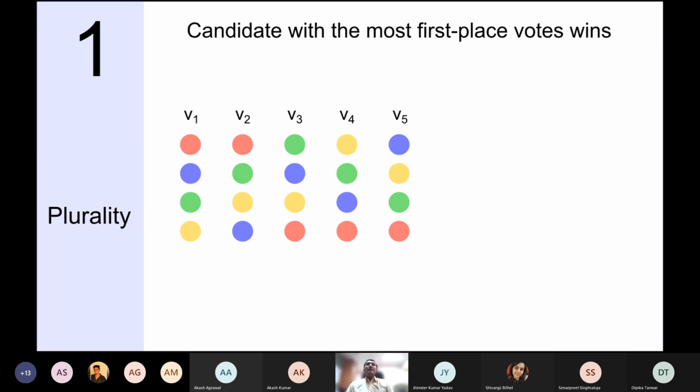In the profile given here, red features in the first place in 2 votes, for V1 and V2. Green, yellow, and blue feature in the first place in 1 vote each. So you can think of this as red getting 2 points and the other candidates getting 1 point each. So the plurality winner would be red.